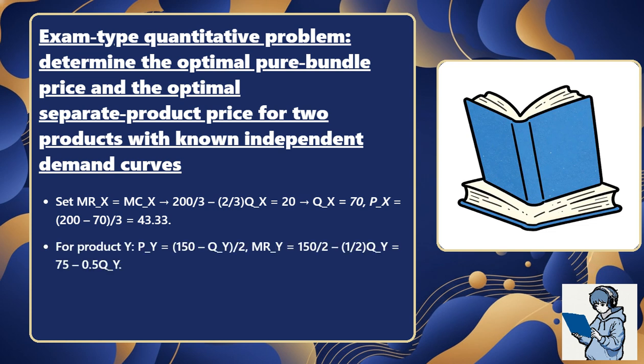For product Y, price of Y equals (150 minus Q sub Y) divided by 2. Marginal revenue of Y equals 150 divided by 2 minus (1 over 2) Q sub Y, which simplifies to 75 minus 0.5 Q sub Y. Set marginal revenue of Y equal to marginal cost of Y: 75 minus 0.5 Q sub Y equals 15. Solving gives optimal quantity of Y equals 120. Optimal price of Y equals (150 minus 120) divided by 2, which is 15.